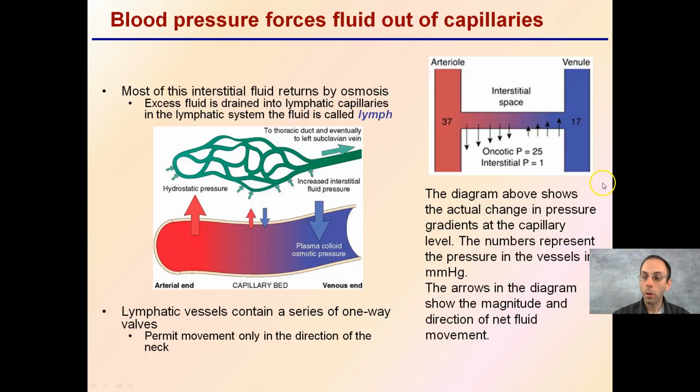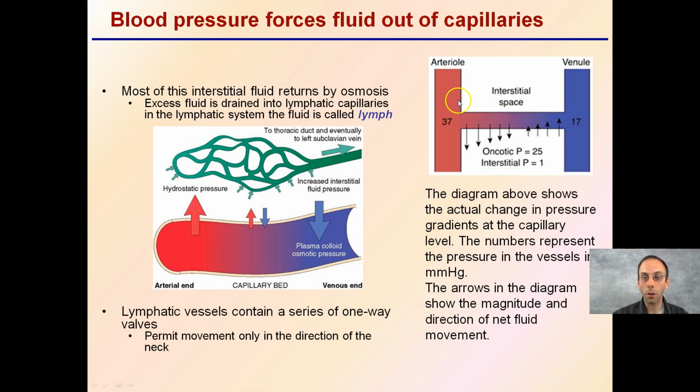Blood pressure forces fluid out of the capillary. So why does this occur? Well, most of the interstitial fluid returns by osmosis. However, excessive fluid is drained into the lymphatic system capillaries. In the lymphatic system, this fluid is called lymph. So the lymphatic system transports lymph, and the vessels here contain a series of one-way valves that permit movement only in one direction.